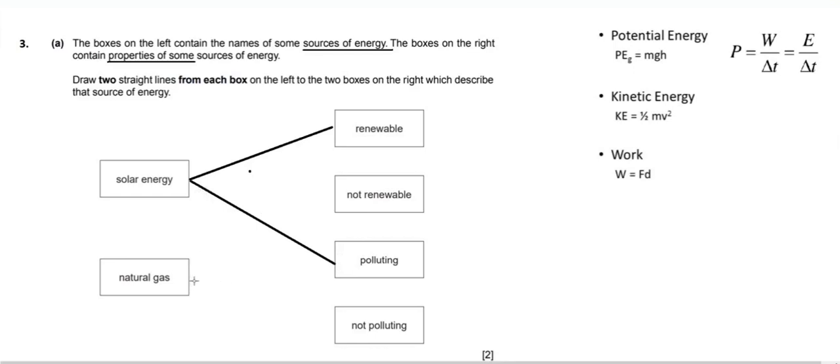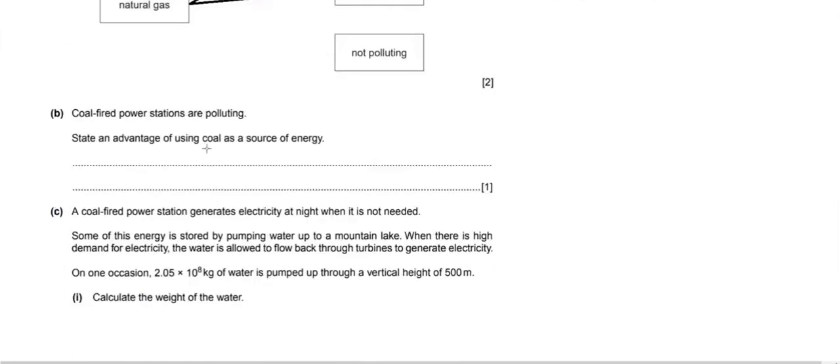So natural gas, we can see, is a non-renewable kind of energy source, and natural gas is again polluting. Okay, both are polluting, but one of them is renewable and one of them is not renewable. This is the way we can do the first question A here.